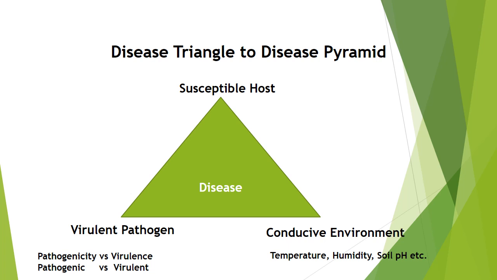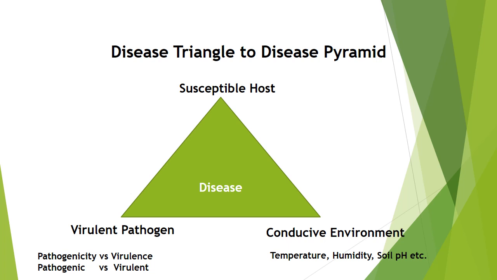So the environment directly or indirectly promotes or reduces the disease. Coming back to when these three factors join together, the structure they form is known as the disease triangle. The disease triangle is actually the outcome of the interaction of three factors: one is a susceptible host, the other is a virulent pathogen, and the third one is a conducive environment.